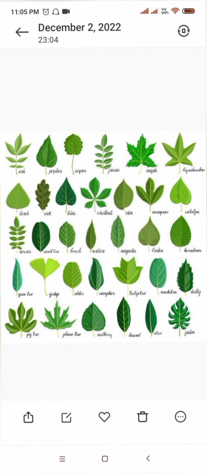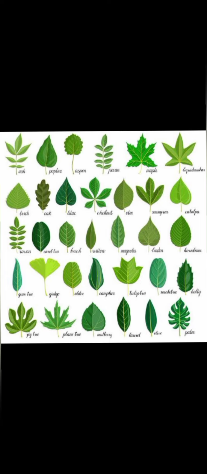So in this video we are going to learn about the leaf. A typical leaf consists of the leaf base, then the petiole, the stalk of the leaf, and the leaf lamina. These are the three basic structures present in the leaf. The leaf base is the one which attaches the leaf to the stem. Leaf bases are of different types, and in some plants it is modified.